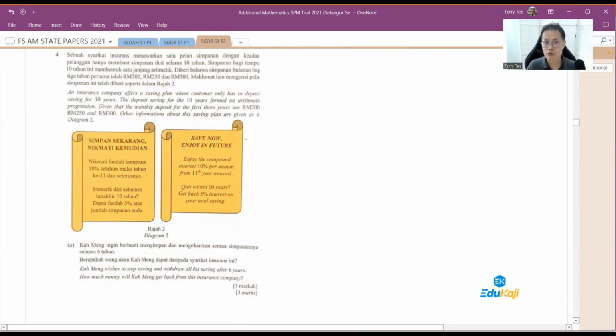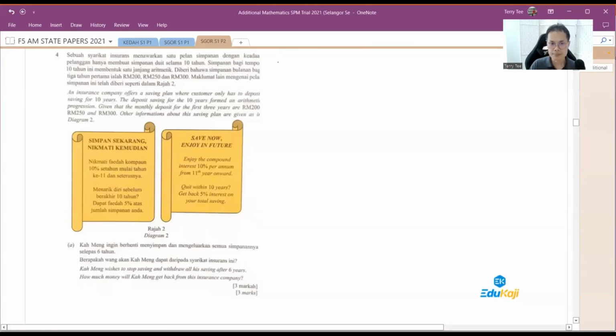An insurance company offers a saving plan where the customer only has to deposit savings for 10 years. So they deposit savings for 10 years in arithmetic progression. The monthly deposits for the first 3 years are 200, 250, and 300. Then they say, if you save now, enjoy in the future. Enjoy compound interest of 10% per annum for 11 years onwards. Quit within 10 years, get back 5% on the total saving. Now Coming wishes to stop saving and withdraw all his savings after 6 years. How much money will Coming get back from the insurance company?